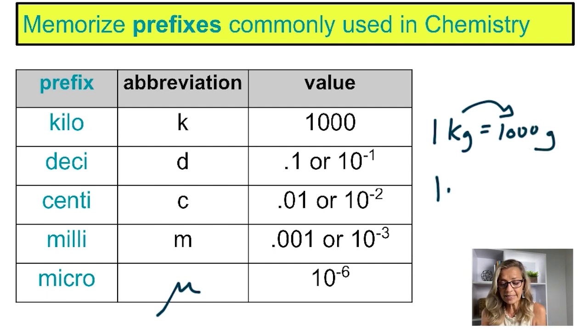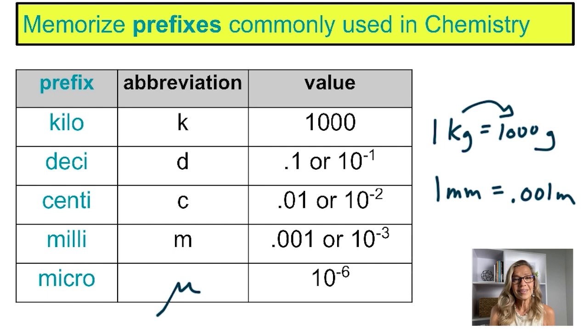So for example, 1 kilogram, kilo means 1,000, and so that would be 1,000 of that base unit, gram. Similarly, a millimeter would be 1,000th of a meter. Okay, and so you need to know those prefixes.